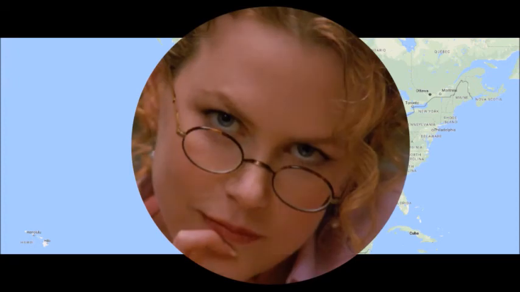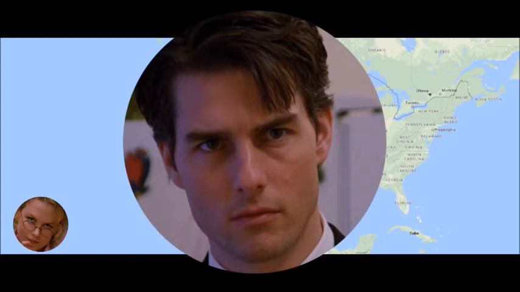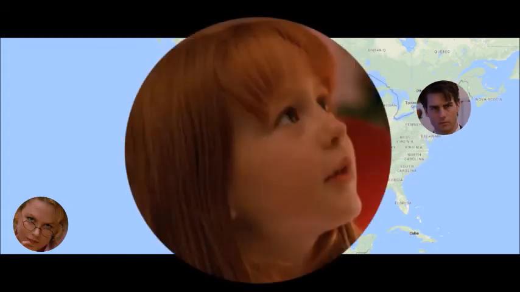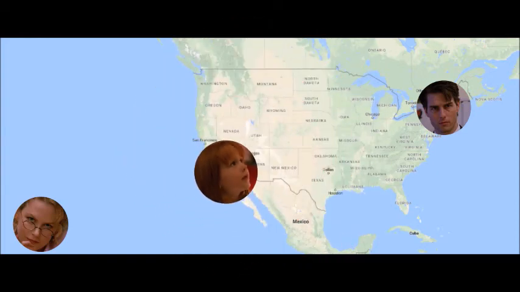Nicole Kidman, who plays Alice, was born in Honolulu, Hawaii. Tom Cruise, who plays William, was born in Syracuse, New York. And Madison Edgerton, who plays Helena, was born in Los Angeles, California, which lies almost exactly between Syracuse and Honolulu. So also geographically, Helena is between her parents. She is both.